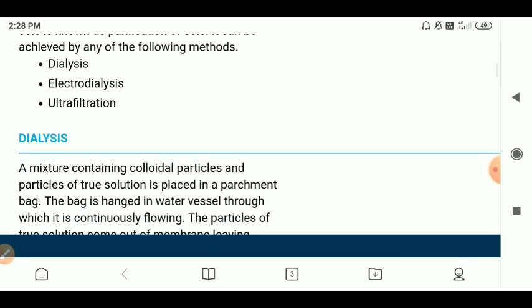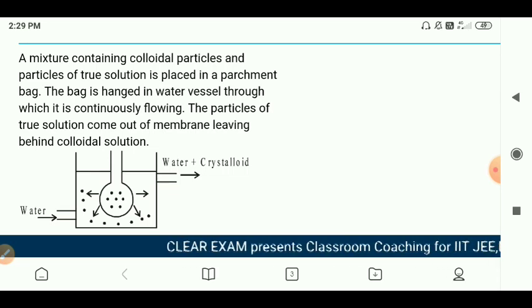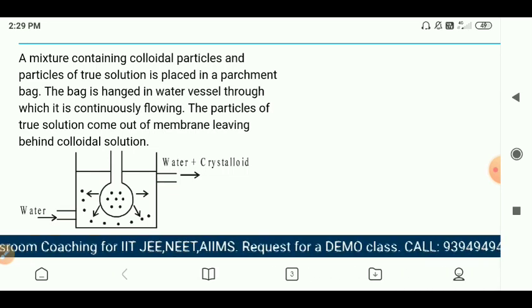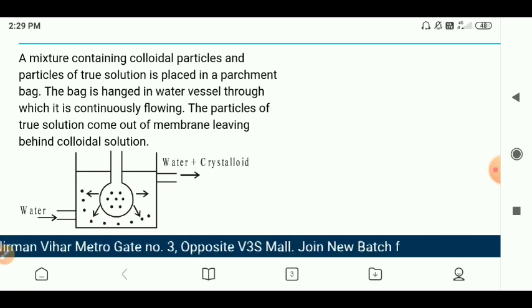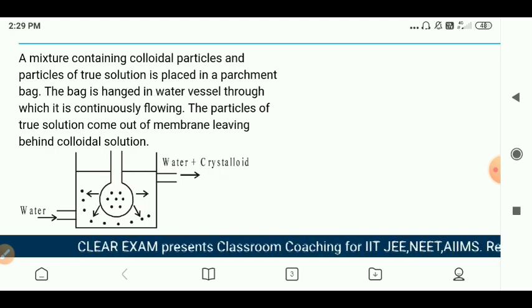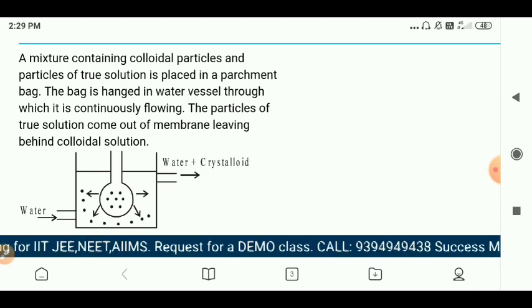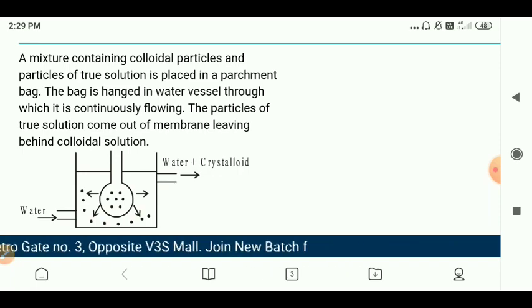Now let us see dialysis. What is dialysis? A mixture containing colloidal particles and the particles of electrolyte is placed in a parchment bag. The bag is hung in a water vessel through which water is continuously flowing. The particles of electrolyte come out of the membrane, leaving behind the colloidal solution. The mixture containing colloidal particles and electrolyte has to be placed in a parchment bag. What is a parchment bag? Parchment bags are animal membranes or those made of parchment paper or cellophane sheet, which have very fine pores. These pores permit ions to pass through but not the larger particles. The membrane may be made from animal bladder, or parchment paper, or any cellophane sheet.